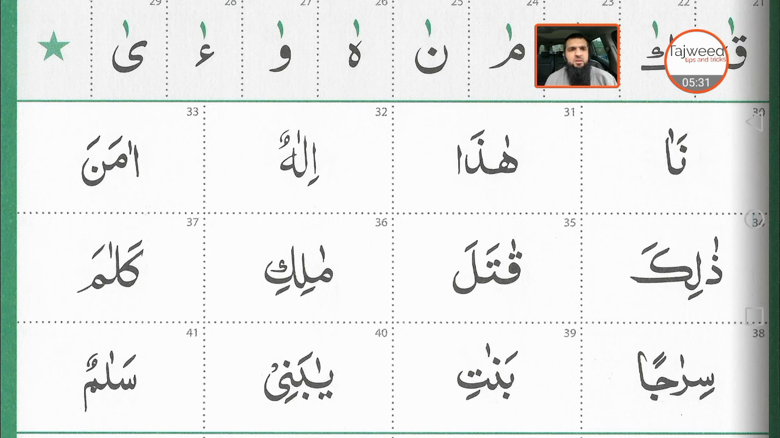And 35, qaf, ta, and a lam. Qaf here is the first word we've come across with a full mouth letter in it, with that stretch. So it's qa, not ka. That would be wrong because the qaf is full mouth. And then you've got the ta and the lam, so it's qatala.